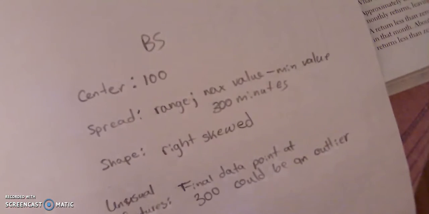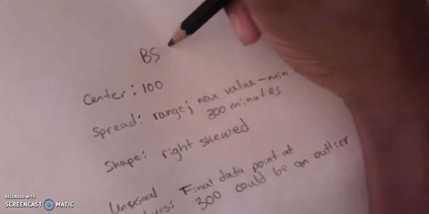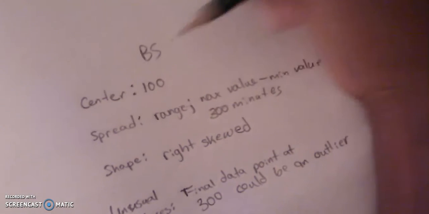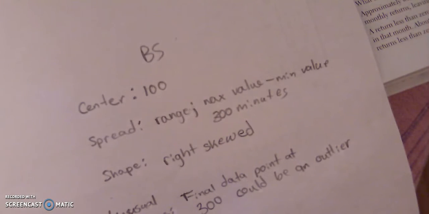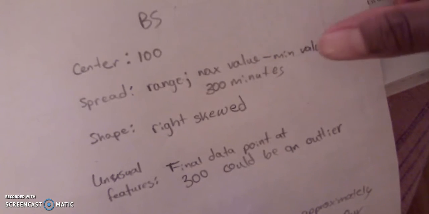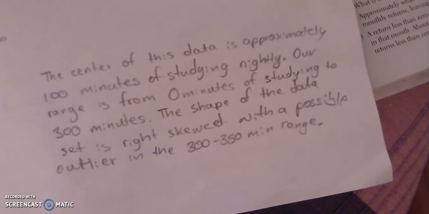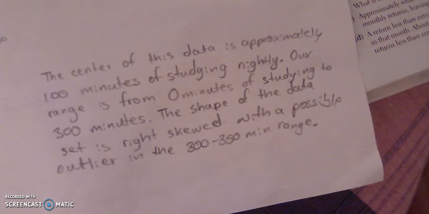Now, I've given you our basic center, spread, shape, and unusual features, but remember we actually have to BS, which means we have to be specific. So what I'm going to do is take us back a second and talk about how we can put this in the context of the problem that we were given. Based on these notes that we took up here, I said the center of this data is approximately 100 minutes of studying nightly. Our range is from 0 minutes of studying to 300 minutes. The shape of the data set is right skewed with a possible outlier in the 300 to 350 minute range.